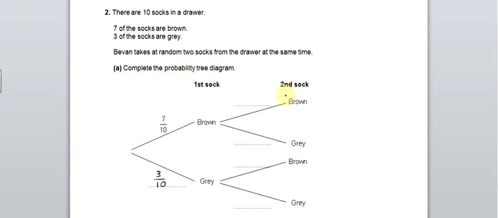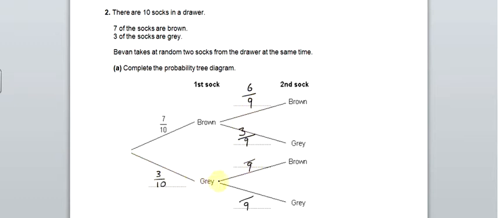Now the second sock, this is a bit more interesting. You'll be very careful about this because he's taking 2 socks from the drawer at the same time. So that means that the first sock can't be picked twice because it's been taken out, you see. So actually these are out of 9 because there's 1 less sock in. And this is the one thing that can catch you out with tree diagrams. Now, if we're here, that means he's just taken a brown, which means that there are 6 browns left. But there's still the full complement of 3 greys. So there we are. And notice 6 ninths and 3 ninths add up to 9 ninths.